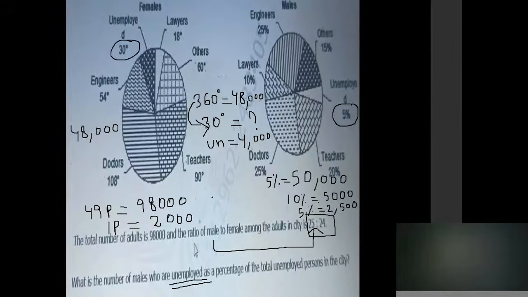Unemployed males is 2,500. So 2,500 divided by the total people, which is 6,500, because females are 4,000 and males are 2,500. If we add them, we get 2,500 by 6,500. Next, as we want to convert this into a percentage, you should multiply this by 100. So 2,500 divided by 6,500 times 100 will give us the answer.